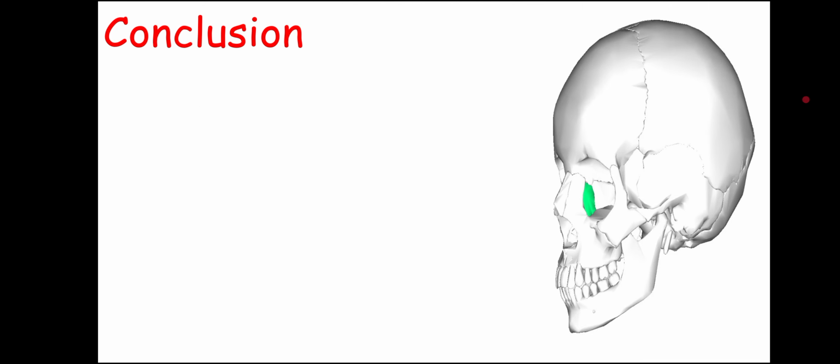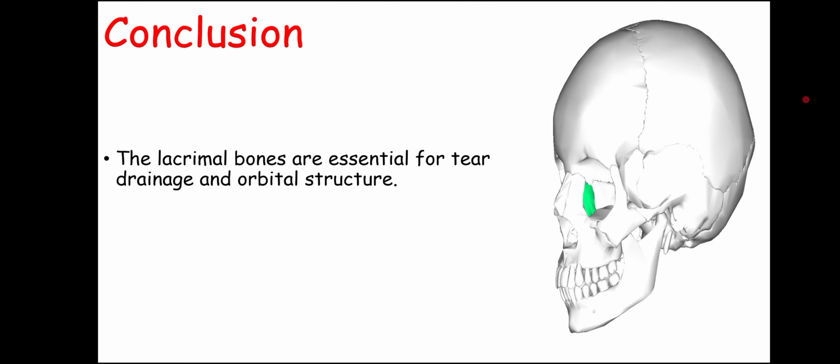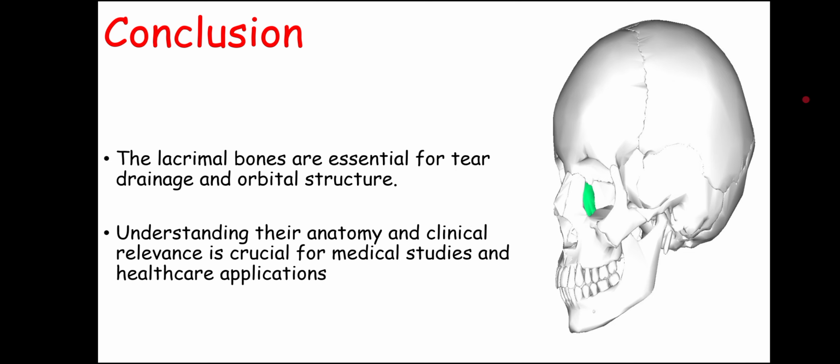Now let's talk about the conclusion of our video. Lacrimal bones are essential for tear drainage and orbital structure. Understanding their anatomy and clinical relevance is crucial for medical studies and healthcare application.